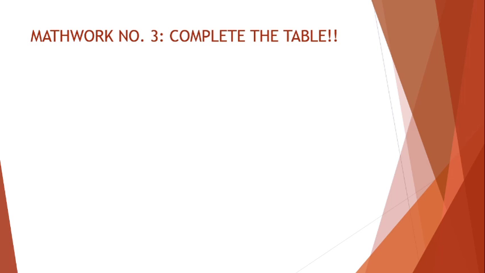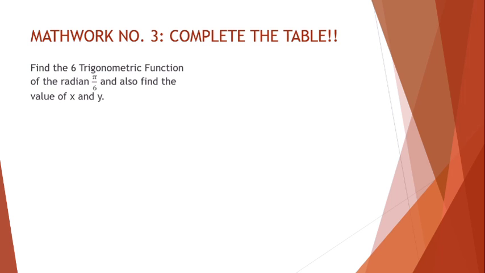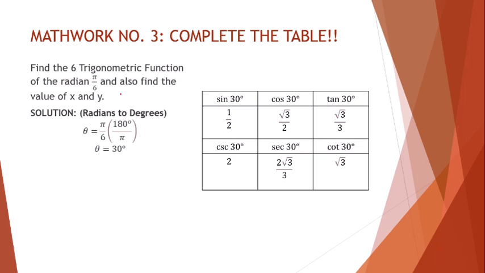So, math work 3, so complete the table naman tayo. Find the 6 trigonometric functions of the angle pi over 6 and also find the value of x and y. So, radians to degrees, kung natatandaan nyo pa yung radians to degrees, saan nyo siya i-multiply. Dapat tandaan nyo, kasi meron ganitong case. So, cancel out nyo, so we have 180 divided by 6 is 30 degrees. So, ngayon, find the 6 trigonometric functions.